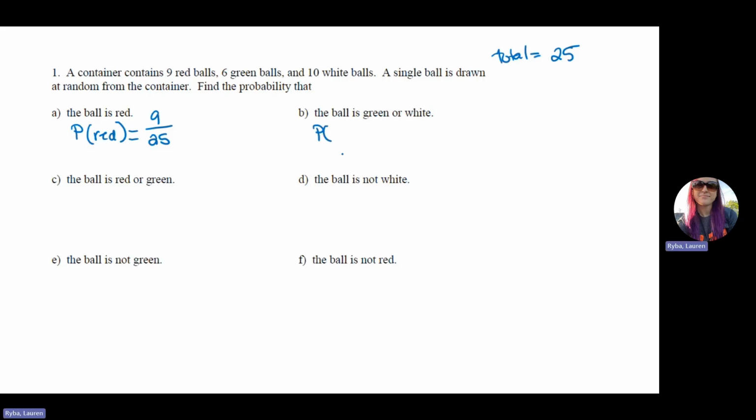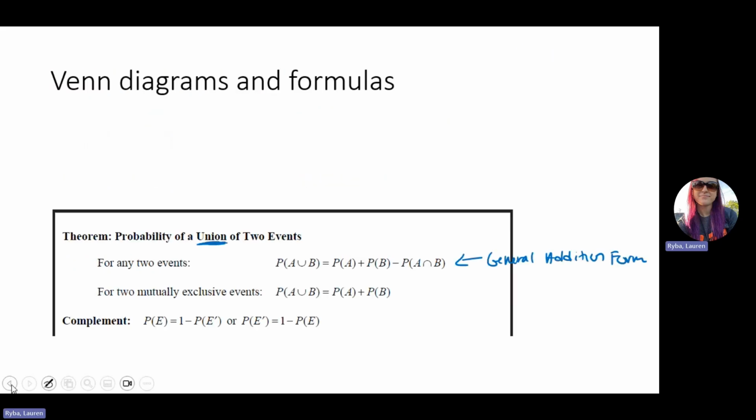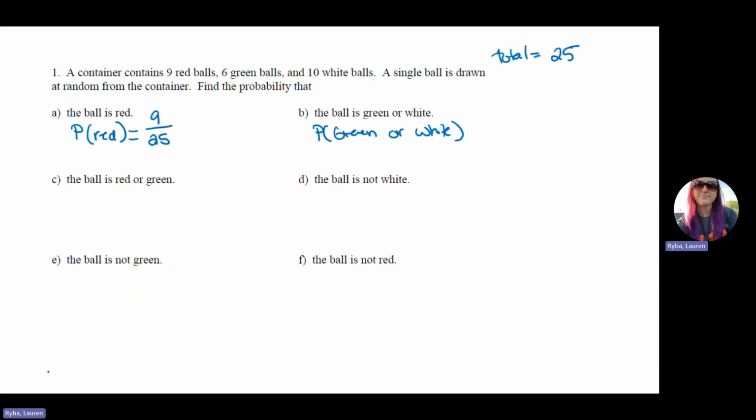The next question says, what is the probability that I get green or white? Remembering, the "or" stands for union. So I need to ask whether these events overlap or are completely separate. These are completely separate colors. I can't draw a green and a white at the same time, so I'm just going to add their individual pieces together.